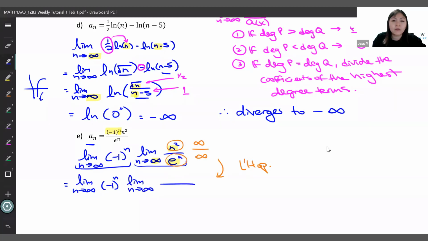So go ahead, find the derivative of the top, find the derivative of the bottom, and then see if you can figure out what this limit is. I'm seeing some answers come in. Awesome. Thank you.